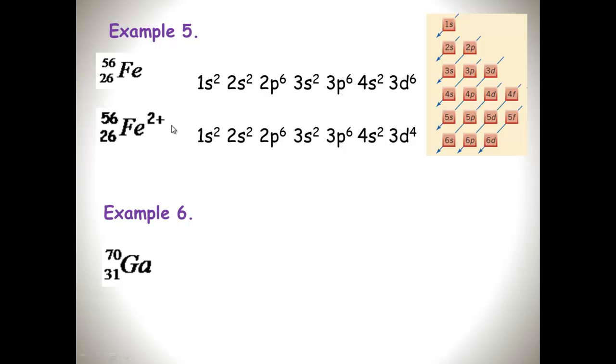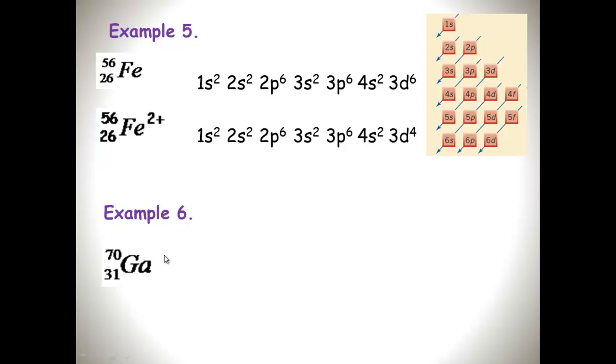So when it loses 2 electrons, it's going to lose 2 electrons from the d subshell, from the higher energy subshell. So this gives it a configuration now of 3d4 because it's lost the 2 electrons from the 3d subshell.